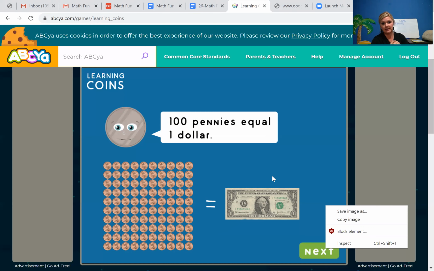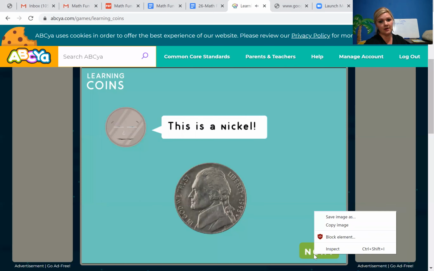We want to learn to identify coins, because if we can count them up, they might equal a lot of money. This is a nickel. We talked about having a nickel. I'm going to go quickly through these, just as a quick review.